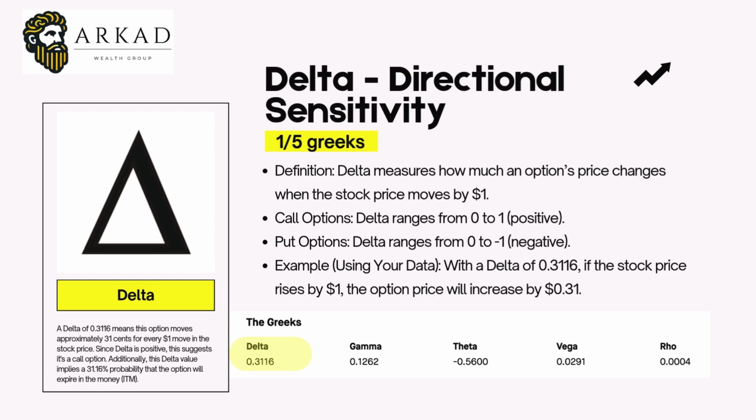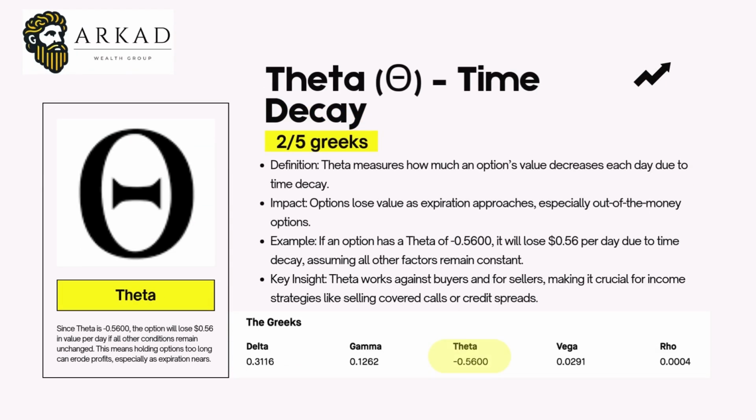So now that we went over delta, the next Greek is Theta. Theta is one of the most important Greeks for option traders, in my opinion. It tells us how much an option loses value every day due to time decay. Since options have expiration dates, their value tends to decrease over time, especially if the stock price isn't moving in a favorable direction. In this example, Theta is negative 0.5600, meaning that this option loses 56 cents per day as time passes, assuming all other factors remain constant.